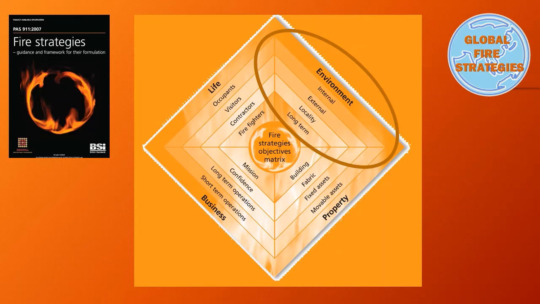And then, of course, there's the long-term aspects of a fire that could be things like affecting the local land, and perhaps the land can no longer be usable in the longer term. So there you are, 4 groups of objectives: life, business, property, and the environment.